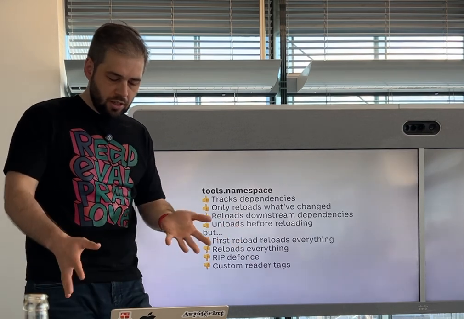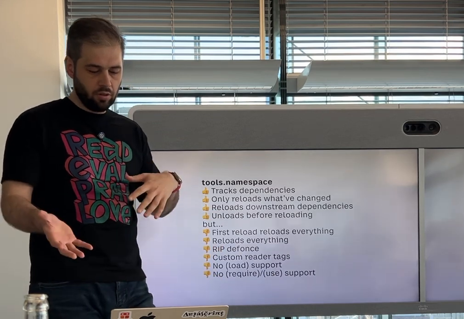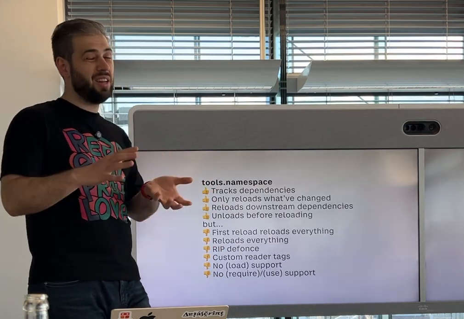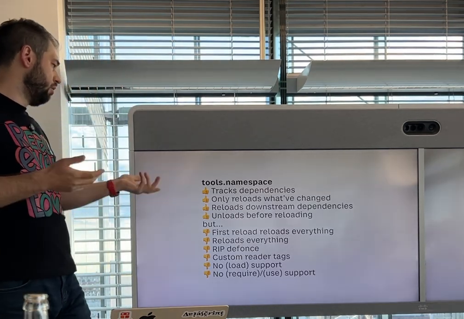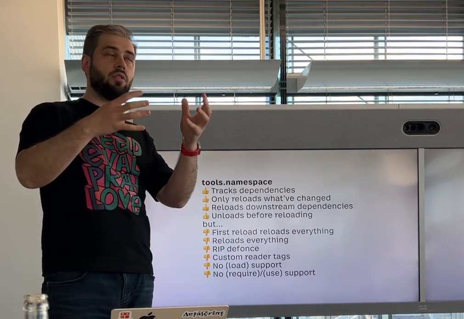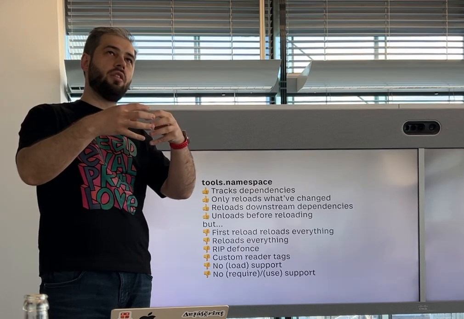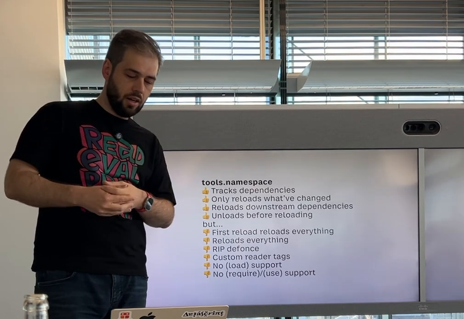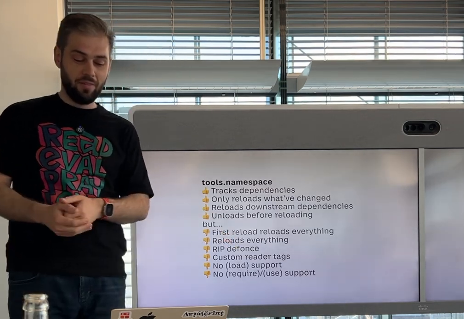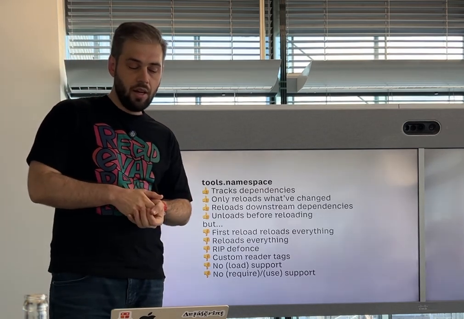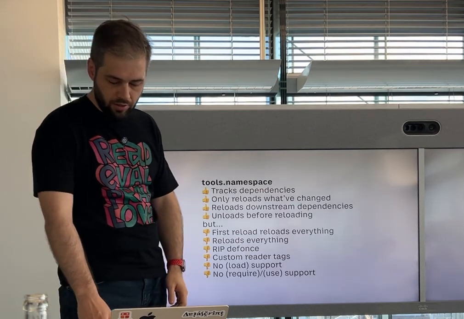There's some problem with reader tags. I'll get into it later. There's no load support, no require use support. So these are marginal features, I would say. You probably should not use them. But Clojure core, for example, uses load. Clojure core is split into several files that all together go into a single namespace, basically. So if that's what you want, it's not possible with tools.namespace, right? Or if you require in the middle of the file with the require function, it also doesn't understand this.